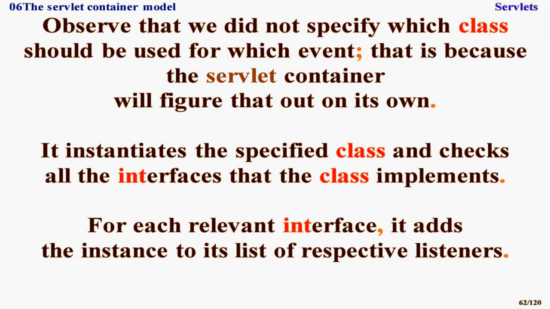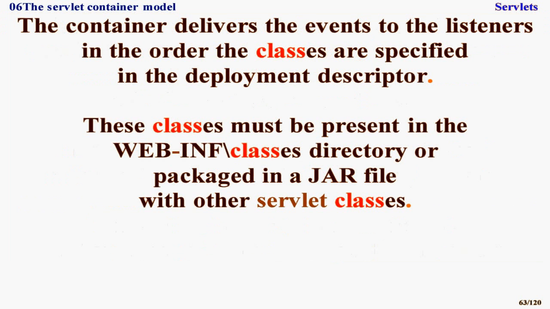That is because the servlet container will figure that out on its own. It instantiates the specified class and checks all the interfaces that the class implements. For each relevant interface, it adds the instance to its list of respective listeners. The container delivers the events to the listeners in the order the classes are specified in the deployment descriptor. These classes must be present in the WEB-INF/classes directory or packaged in a jar file with other servlet classes.